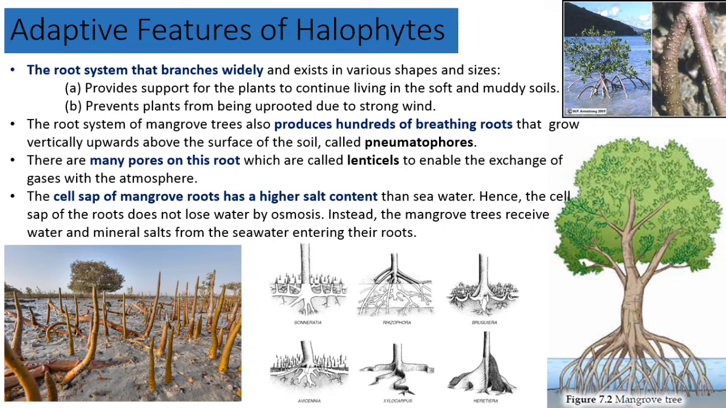The cell saps of the mangrove roots have a higher salt content than seawater. So, the cell sap of the roots does not lose water by osmosis. Instead, the mangrove trees receive water and mineral salt from the seawater entering their roots. So, this is how halophytes adapt to the surroundings, which have the problems of low oxygen content, high salt concentration in the soil and the water, and also facing the strong coastal wind, very high rate of transpiration and high temperature.